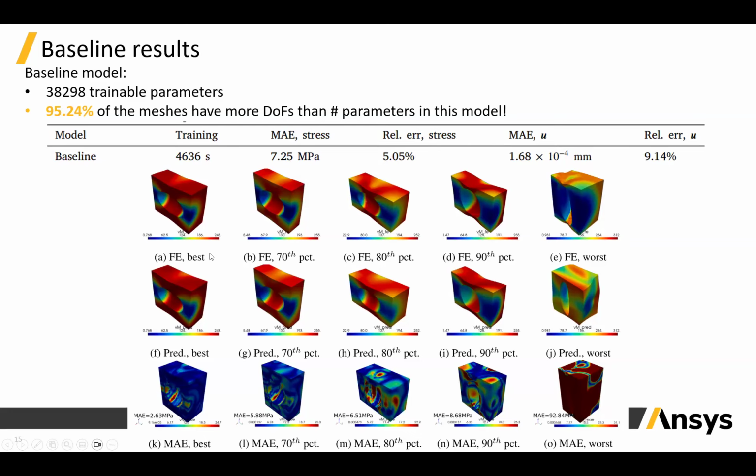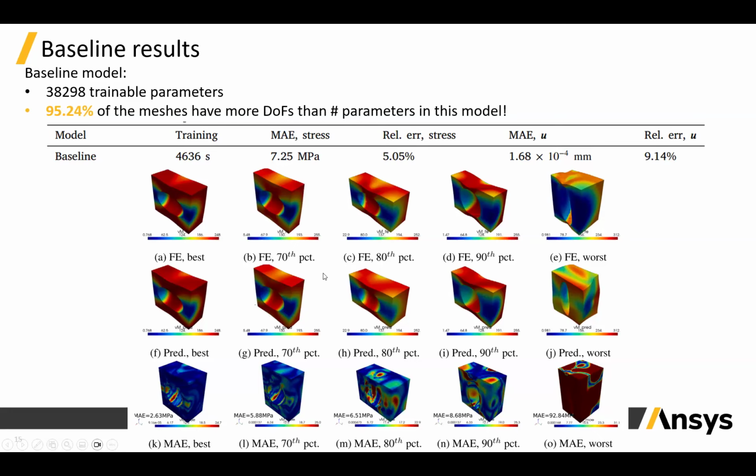Then here we show a distribution over the test set, what the contour plots look like for different percentiles. From left to right, for each column, we progressively go from the best case to the 70th percentile, 80th percentile, 90th percentile, and then the worst case, with larger and larger prediction error. Notice that we show the worst end of the spectrum to give you an idea of how this does in the worst-case scenario. These displacements are scaled up by, I think, some 250 times to show you the differences. In the first row, everything is a finite element result, so the displacement is the finite element computed displacement, and the contour is the Mises stress from the simulation. In the second row, everything is predicted by the neural network.